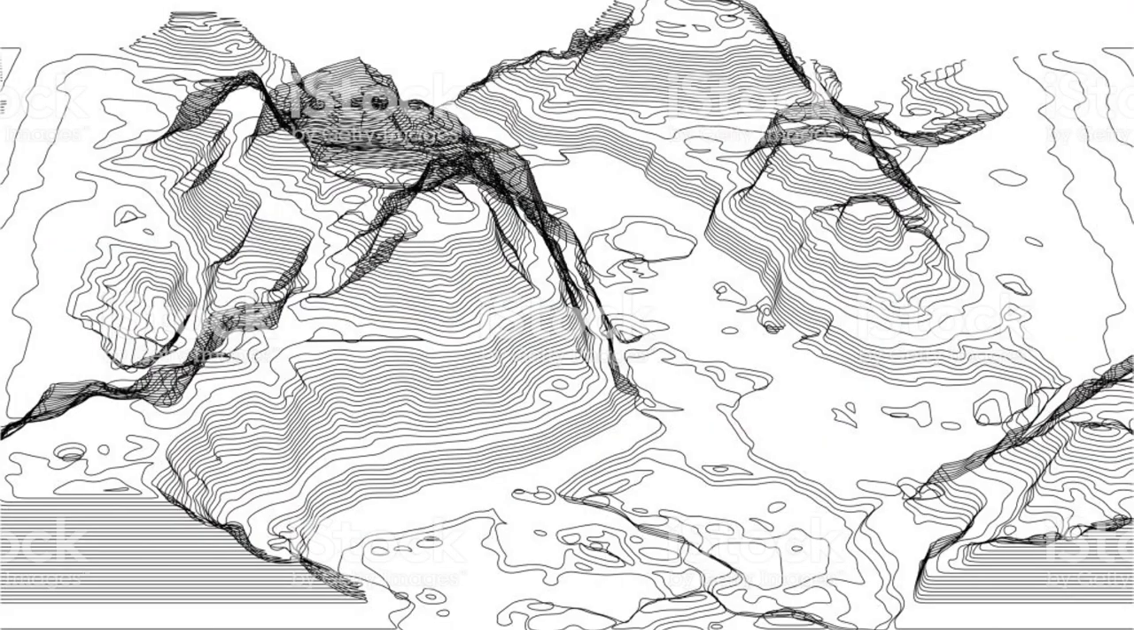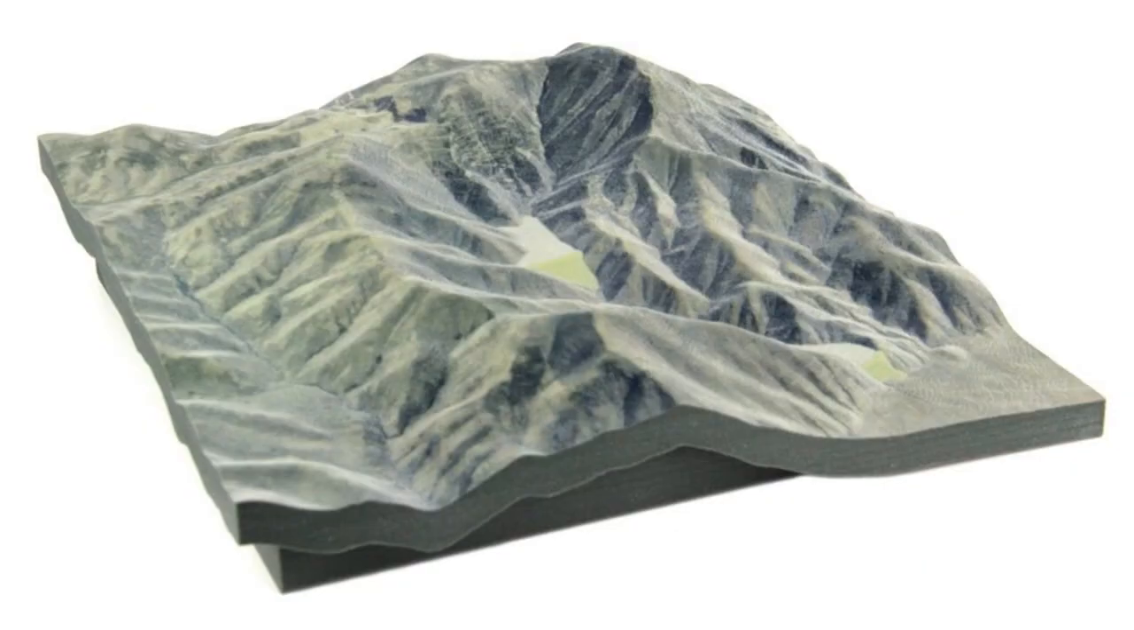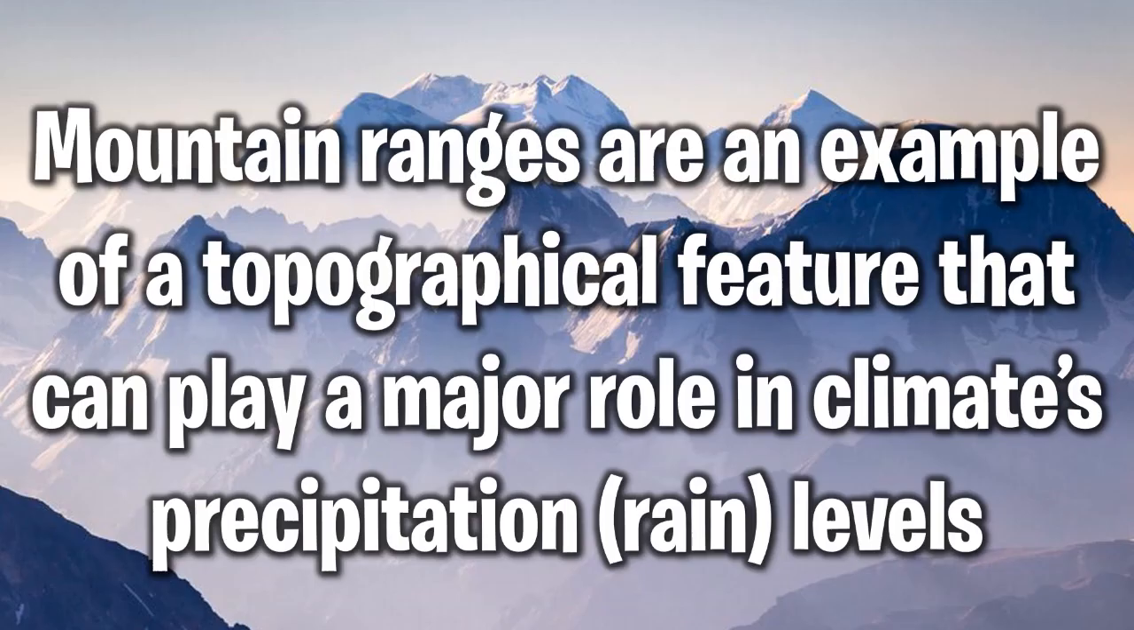Here's a very cool one that shows mountains in a very nice line diagram. Here we have another one, more 3D rendered. You can find something very similar to this in Google Earth. Now, when we talk about topography, mountain ranges are going to be our focus because it's an excellent example of how a topographical feature can play a major role in a climate's precipitation or rain levels. So it's kind of strange to think that mountains will affect how much rain you can get.